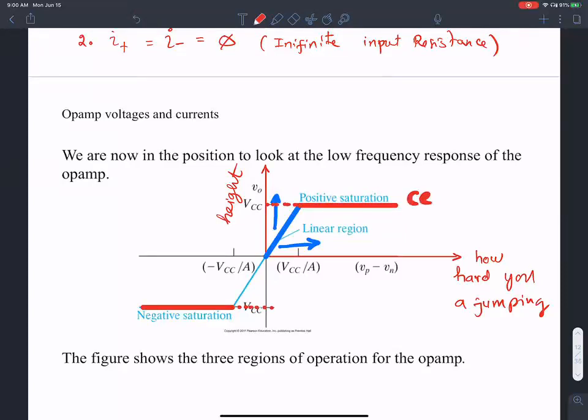So here is the ceiling, here is the floor. This is called positive saturation, this is called negative saturation, and in between is the linear region. It's called a linear region because the relationship between how hard you jump and how high you reach is linear. If you jump harder, you're going to reach higher. That's the idea of a linear relationship.